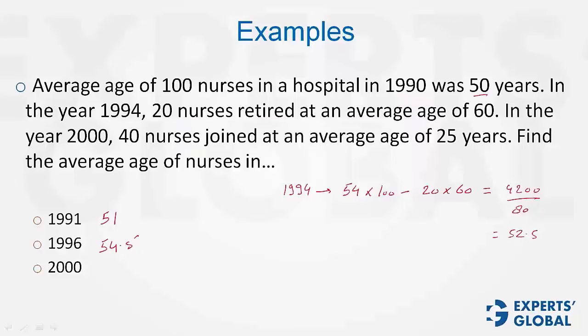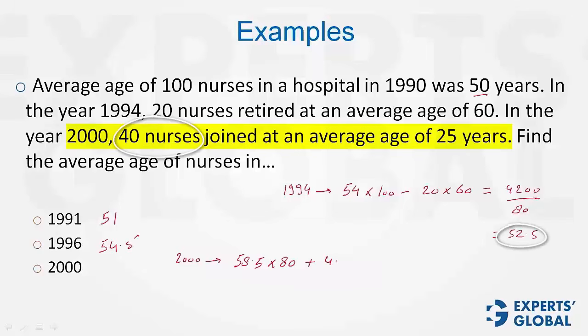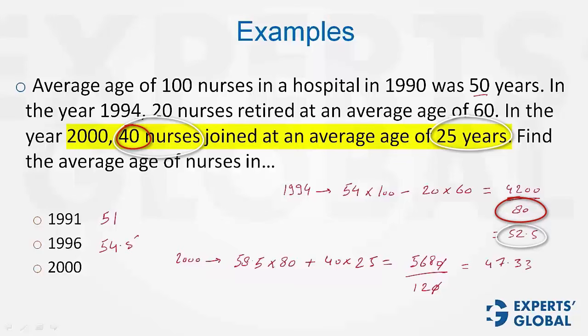Come to 2000, something happened here. First of all, the average age of these 80 remaining nurses would become 58.5. Effect on total, 6 more times 80, and now 40 more nurses joined at the age of 25. So the total turns out to be 4,680 plus 1,000 equals 5,680. That's the total. And now there are 120 nurses, 80 plus 40. So we need to solve this. Turns out to be 568 divided by 12 equals 47.33. So the answer here is 47.33.